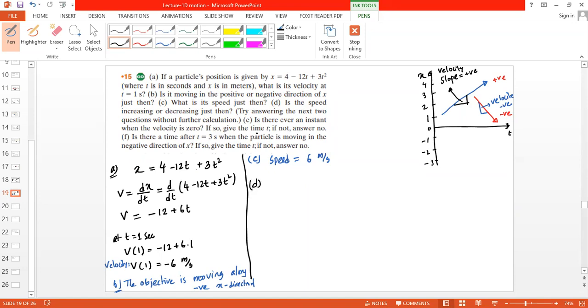Now part D. Is the speed increasing or decreasing just then? Since velocity is decreasing, speed is also decreasing.